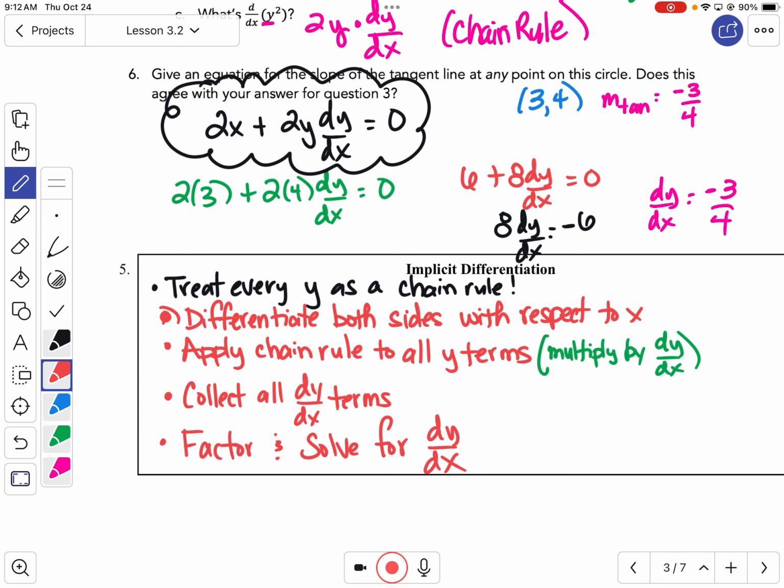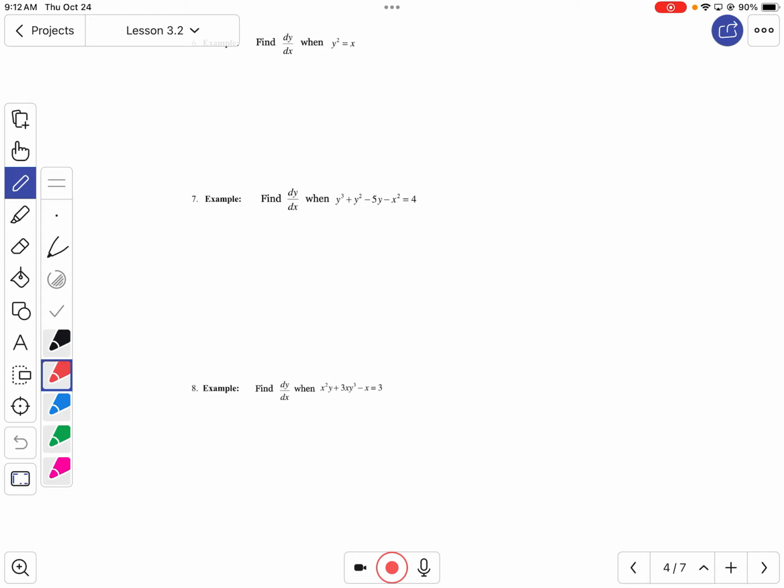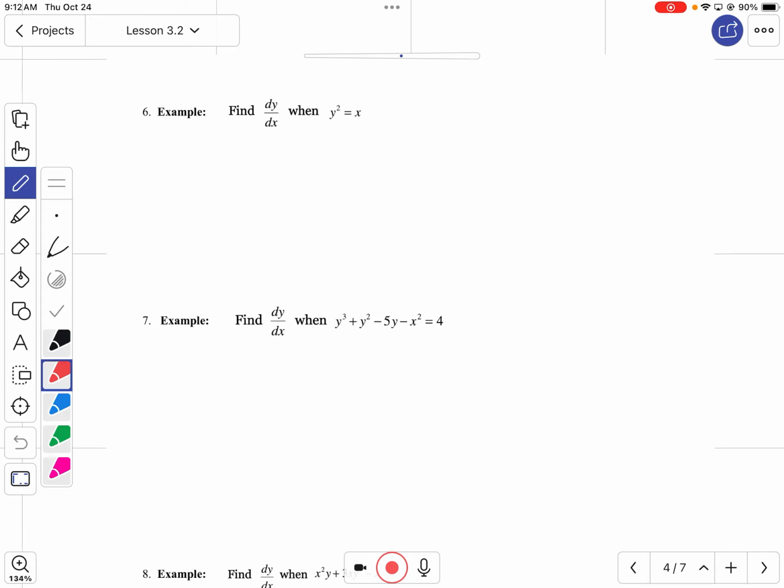Okay, here we go. So let's do some. We're going to start simple, and then we'll get the drill. All right, rock and roll. So let's start here.